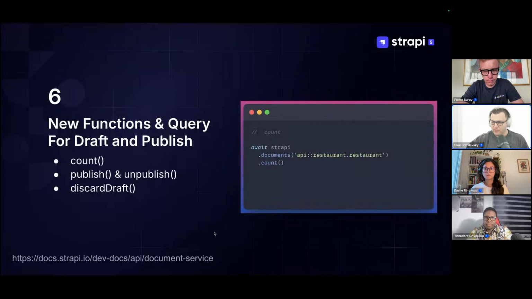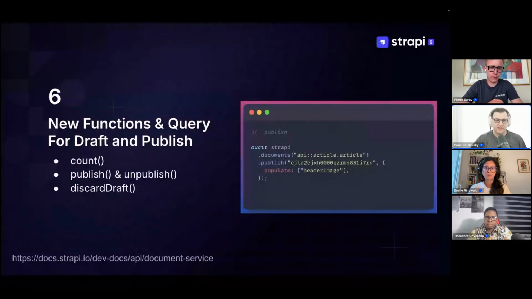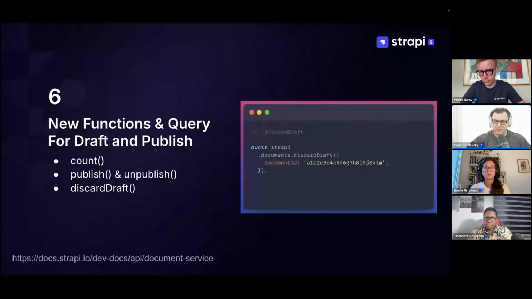And number 6, we have new functions for a query when using draft and publish. We have count, published, unpublished and discard draft. That gives you a little bit more flexibility in order to control your drafts and your content that's published or not. So definitely check them out. And again, if you want more information, I'll definitely share the links for the documentation. It's really important to work off our documentation, because our documentation team, Pee-wee and everybody there, did an amazing job in making all the improvements really awesome.